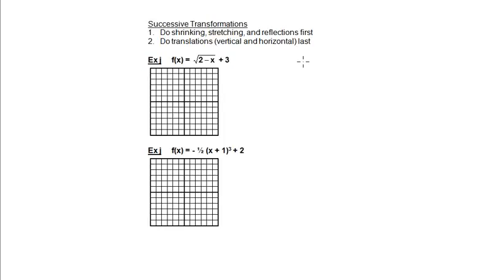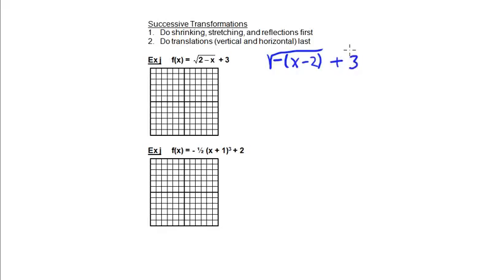Finally, let's take a look at some examples where we have to do more than one transformation in a single problem. So this problem here, f of x is equal to the square root of 2 minus x, plus 3. And so the basic shape is the square root function, but there are a number of things, and this 2 minus x is tricky. We actually need to reverse the order of the x and the 2, so I'm going to factor out a negative sign and then make this x minus 2. So that's on the inside of that square root, and then we still have plus 3 on the outside.